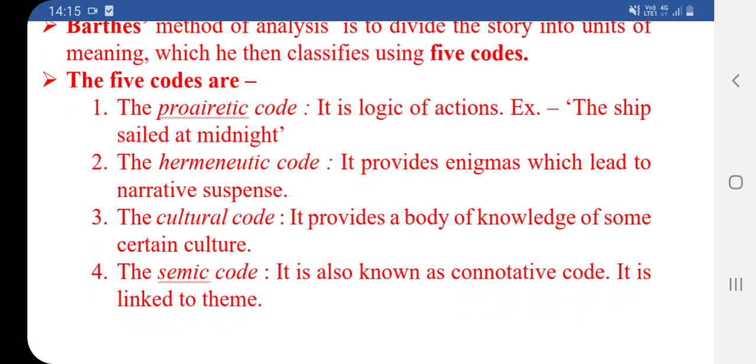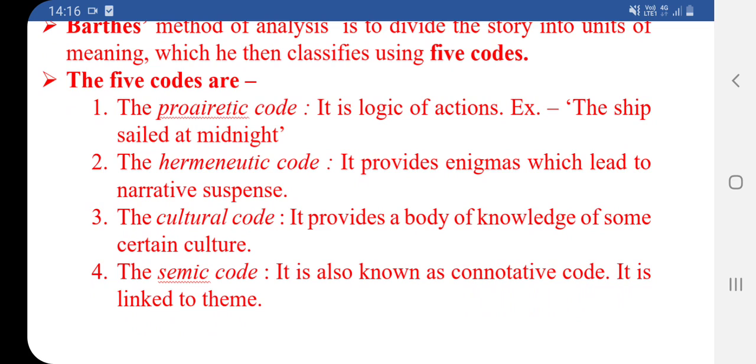The next code is hermeneutic code. Now what is hermeneutic code? Through the use of these codes, the author provides some enigmas which lead to narrative suspense. Suppose in a story or in a novel, it is described that the hero has returned after a long time. This sentence can be cited as something that evokes narrative suspense, as we will be curious, by reading this sentence, about what he has done in his absence, right?